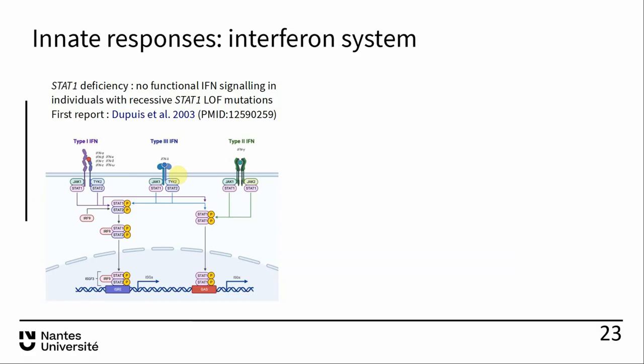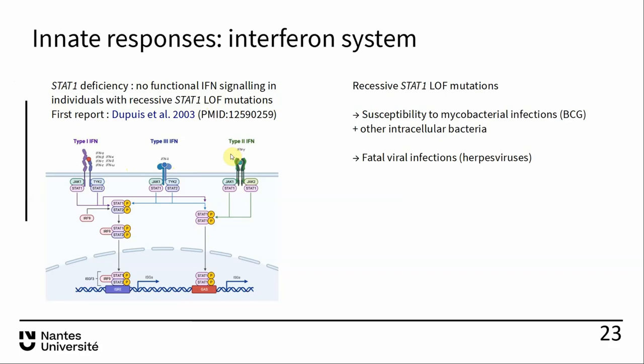Okay, so in terms of signaling, all interferon receptors will induce phosphorylation of either the STAT1 homodimer or STAT1, STAT2 heterodimers. And there are people who've got loss of function mutations in STAT1. So these people do not have any functional interferon system, either type 1, type 2, or type 3 interferons. So what do these people have? They've got susceptibility to mycobacterial infections, also to other intracellular bacteria, and they can have fatal viral infections. So intracellular bacteria and viruses, interferon is very important for these.